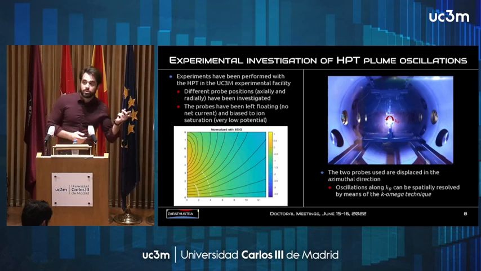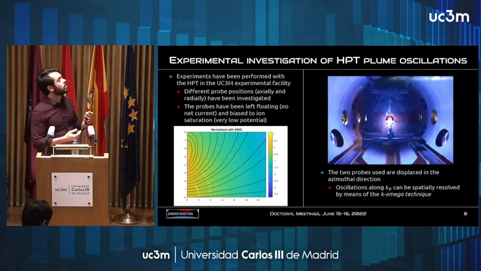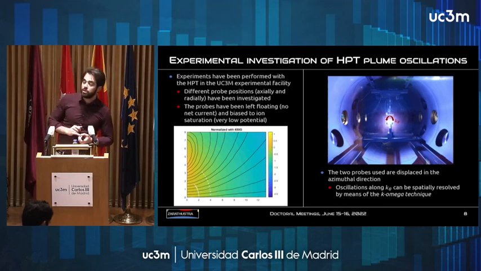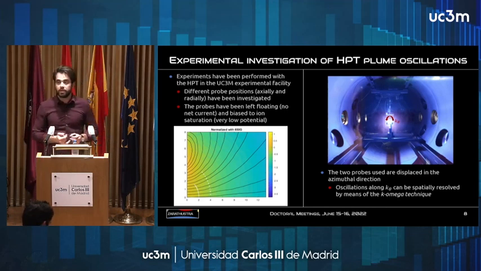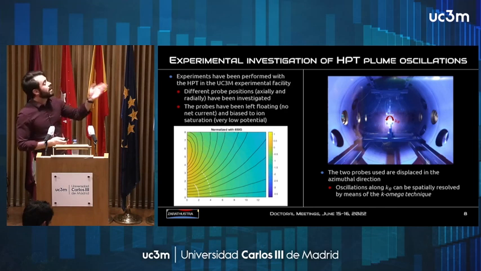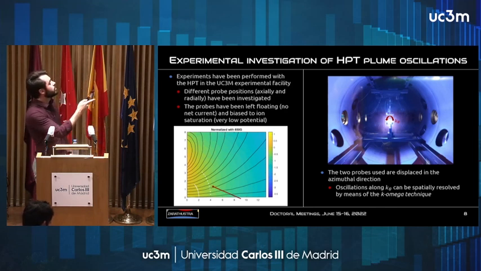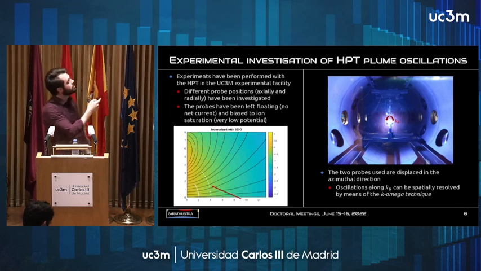Furthermore, we have also performed experiments on the plume of the Helicon plasma thrusters that is available in the EP2 UC3M facility. We have analyzed so far different positions of the probes. We have used 2 different probes. The positions are here in white dots. It's a little bit difficult to see them probably from there.